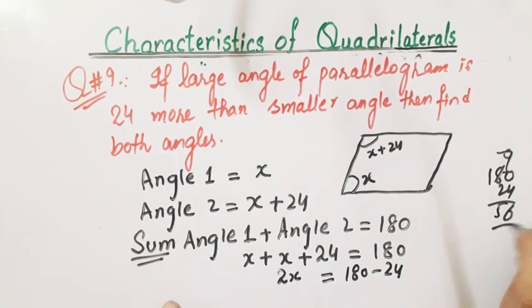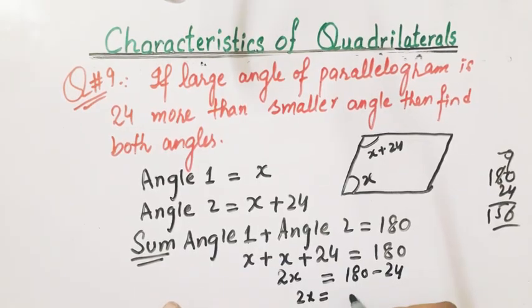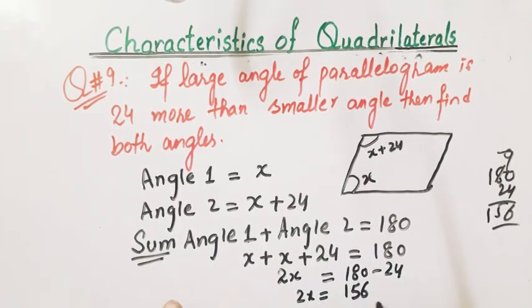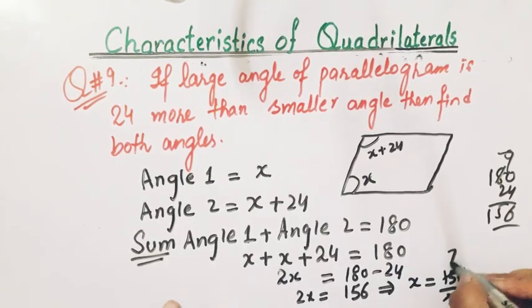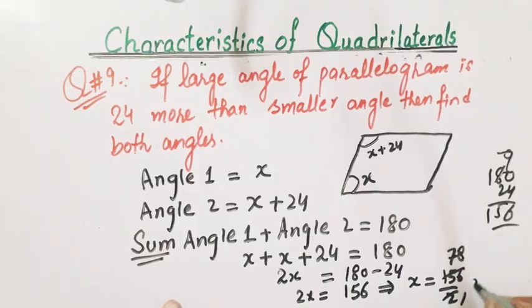7 minus 2 is 5, 6, so you get 156. Now 156 is divided by 2. x equals 156 divided by 2. 2 7s are 14 and 2 8s are 16. x equals 78. So this is the answer.